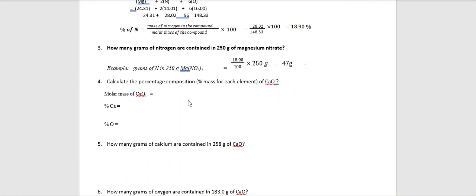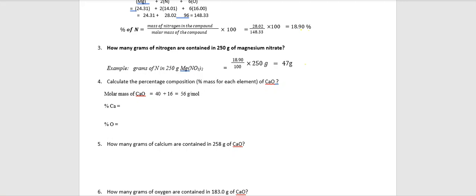This problem here is a different problem. It says calculate the percent composition for each element in calcium oxide. Well, first I have to find the molar mass of calcium oxide. What does calcium weigh? Calcium weighs 40. So 40 plus 16 equals 56 grams per mole.